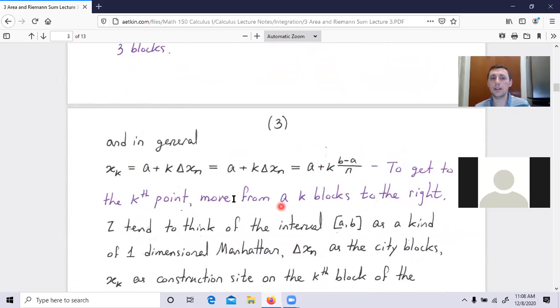In general, in the right method, I can describe erecting the rectangle by moving to the right k units. So a plus k delta x sub n. Right? You see what happens here. It means you start at a and you displace by k blocks. And the size of the block is (b minus a) over n. Okay?